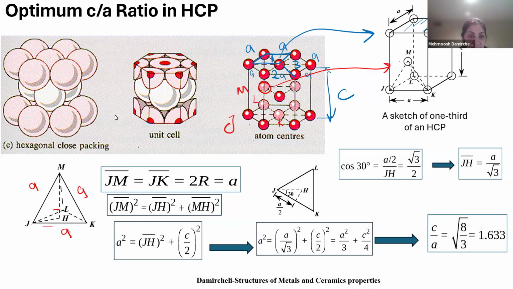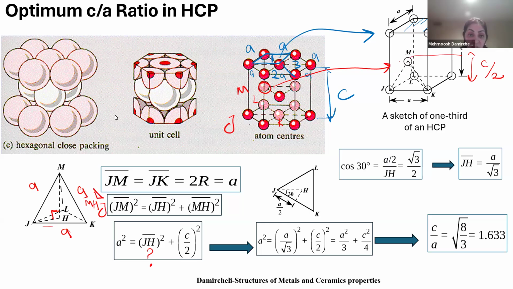In triangle MHJ, JM squared equals JH squared plus MH squared. MH, look here, is approximately half of C, so it is C over 2 squared. JH we don't know yet, and JM we define as A, so we substitute here. The next step is to find JH.